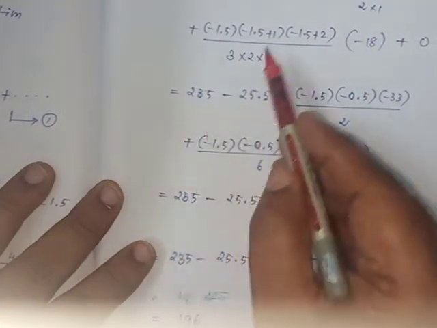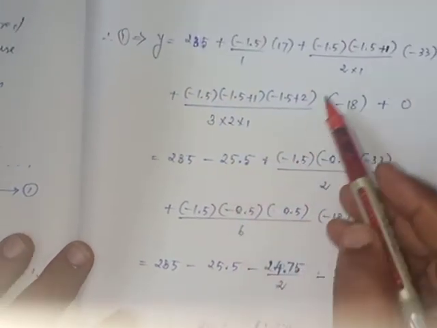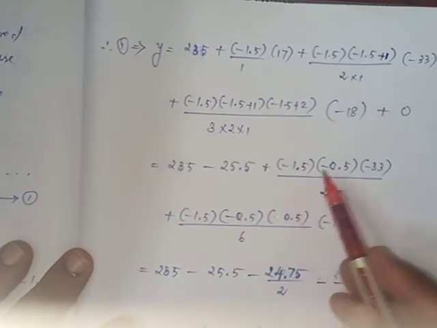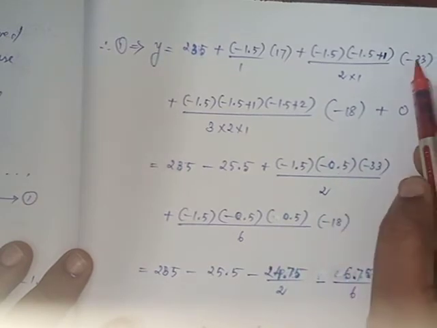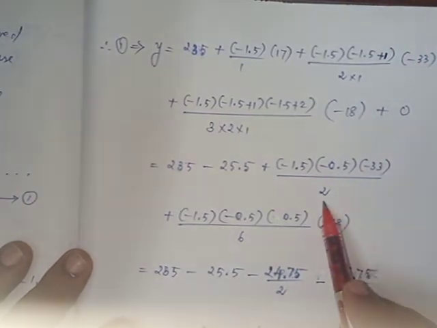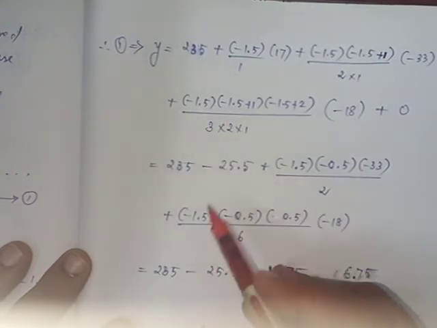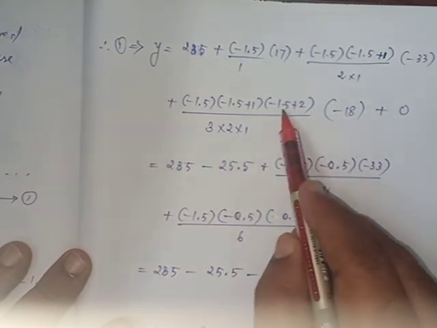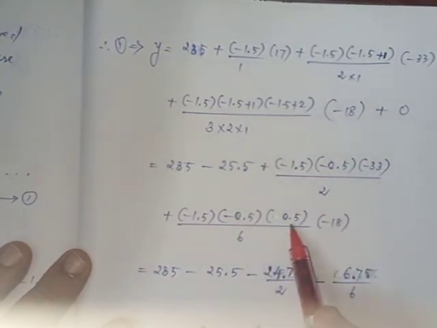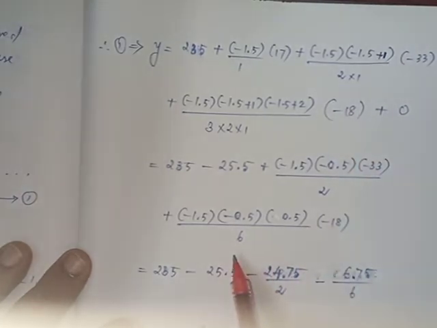235 write as it is. Minus 1.5 into 17, that is minus 25.5. Minus 1.5 write as it is. Minus 1.5 plus 1, that is equal to minus 0.5, into minus 33 divided by 2. Then plus, minus 1.5 write as it is. Minus 1.5 plus 1, that is equal to minus 0.5. Minus 1.5 plus 2, that is equal to 0.5. Minus 0.5 into 0.5 into minus 18 divided by 6.